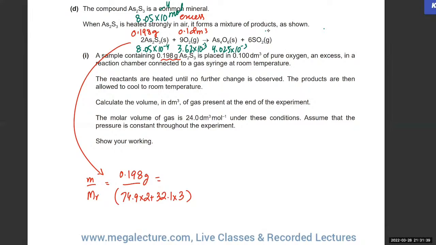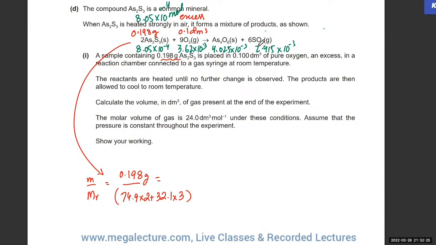And I said, remember, I think you made this mistake. Make sure while you're working, don't round things off. The final answer should be to the appropriate significant figures, but before that, don't do any rounding. Try to use as accurate a value as possible. The last one, SO2, that's 8.05 divided by 2 into 6. What do you get? 2.415 times 10 to the minus 3.